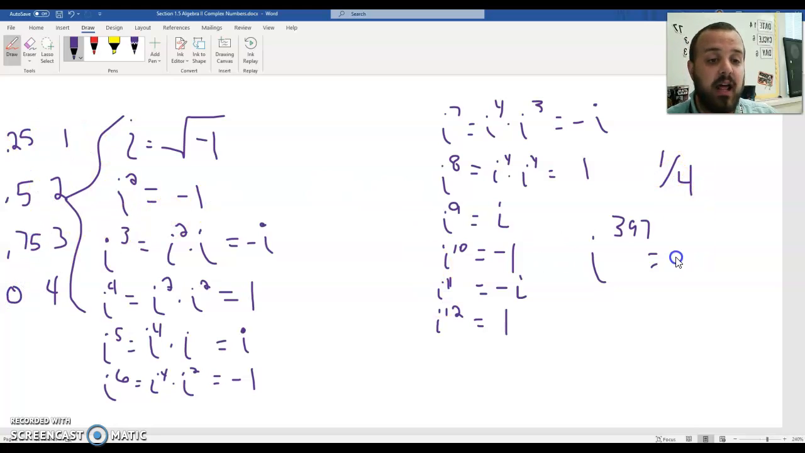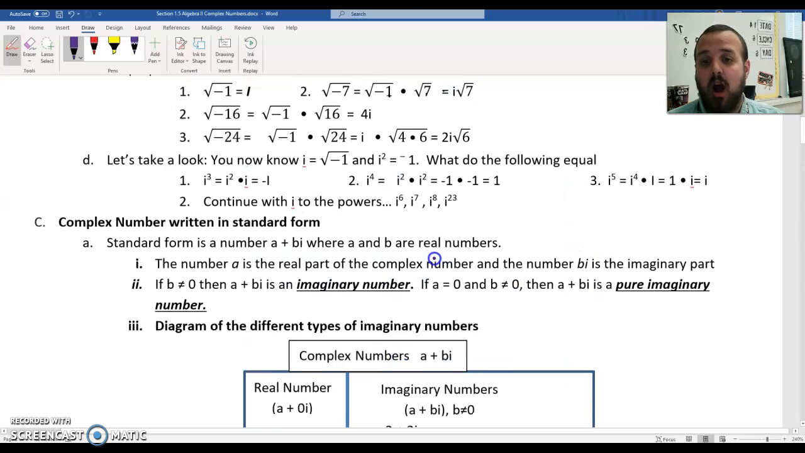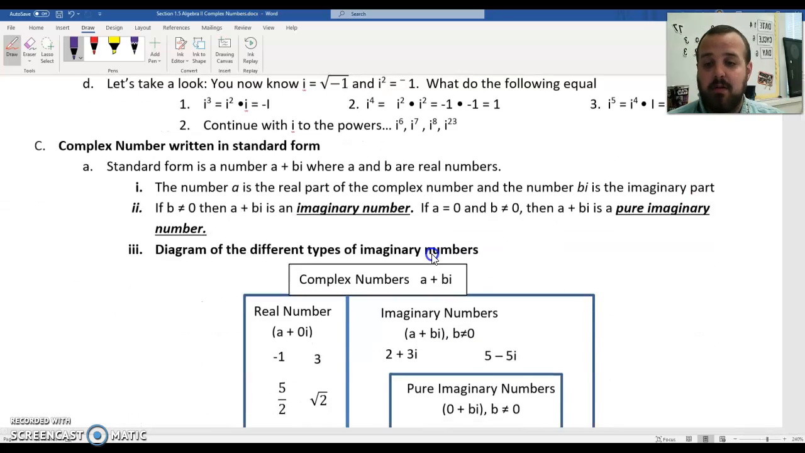So because we got 1 out of 4, I know that i to the 397th is going to equal my step 1, which is just i. Okay? So we can simplify these really big exponents, or i's with really big exponents, just by using that fact right there. Pretty cool. Divided by 4, you can figure out what i you're on. Okay, a little bit of a tangent. Let's keep moving on.